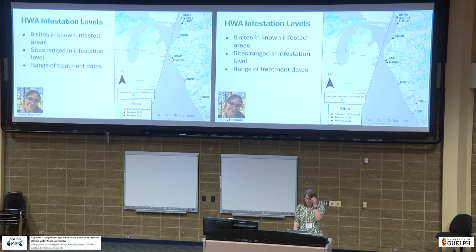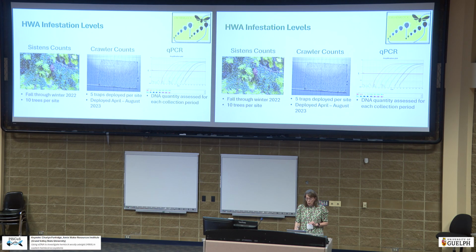And so the way we did this is we wanted to compare using our trap or qPCR methods, so these newer methods, to standard methods of estimating HWA density, which is using something called random branch sampling. Okay? So random branch sampling basically counts the amount of HWA cystins on a subset of trees in a forest.